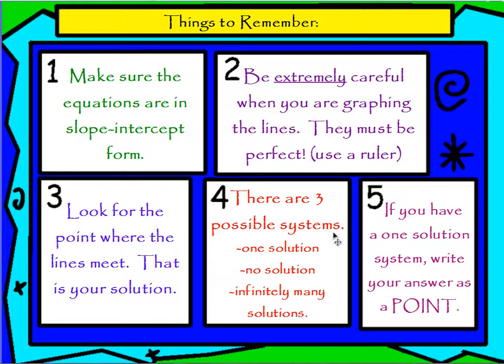Remember, there are three different types of systems. Systems with only one solution, where your solution is a point. Systems with no solution, when the lines are parallel and never intersect. And systems with infinitely many solutions, where your two lines are actually the same line. And finally, remember, if you do have only one solution, write your answer as a point.